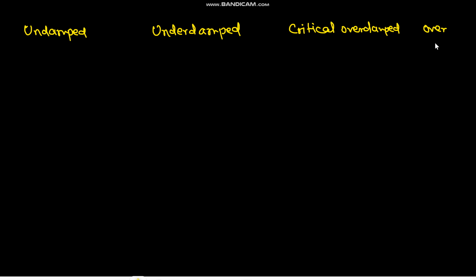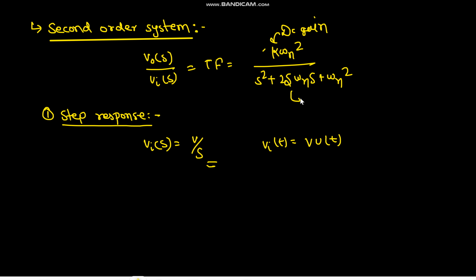So undamped, underdamped, critical damped, and overdamped. This factor, this is zeta, that we call damping ratio. Omega n is oscillation frequency.